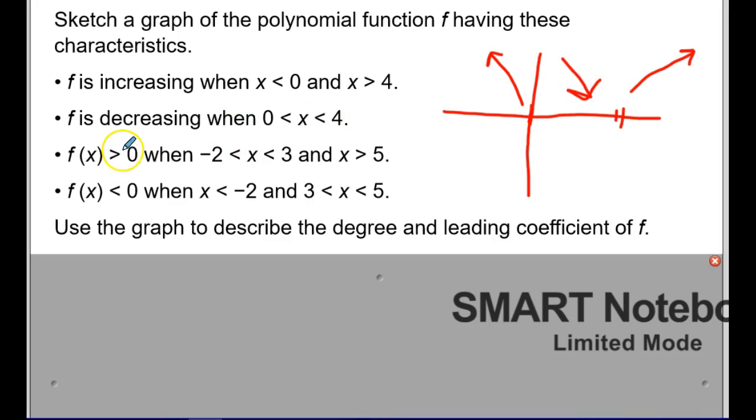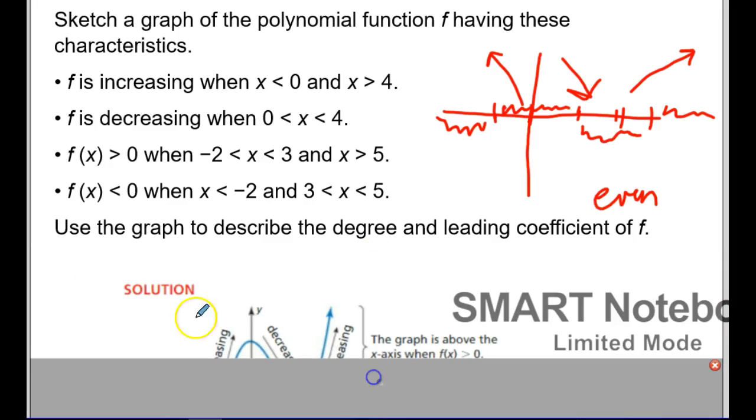Okay, so f of x is greater than 0 when x is between -2 and 3, so I know it's going to be above the x-axis, and when x is greater than 5. And then I see it's going to be less than 0, so underneath my x-axis, when x is less than -2, and here in between these two things. Okay, and then I can use this graph to help me figure out what the degree is. Well, first I can see that I'm going to end going up and end going up. So I know that it's going to be an even exponent. Then I can just take a chance and kind of graph what I was looking at.